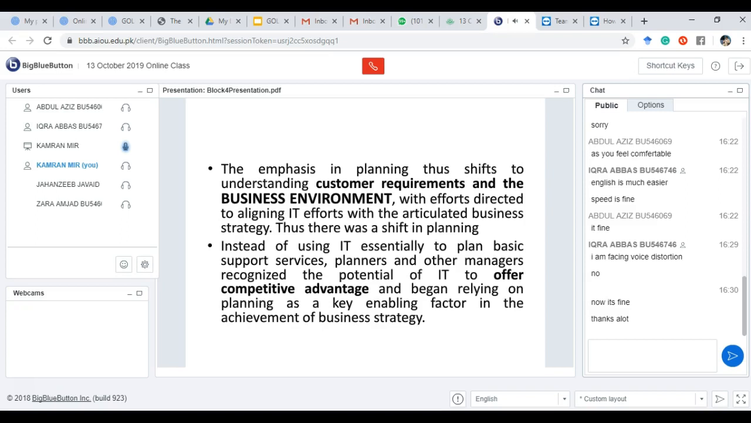The emphasis in planning thus shifts to understanding customer requirements and the business environment, with efforts directed to aligning IT efforts with the articulated business strategy. Thus, there was a shift in planning. Instead of using IT essentially to plan basic support services, planners and other managers recognize the potential of IT to offer competitive advantage and begin relying on planning as a key enabling factor in the achievement of business strategy.